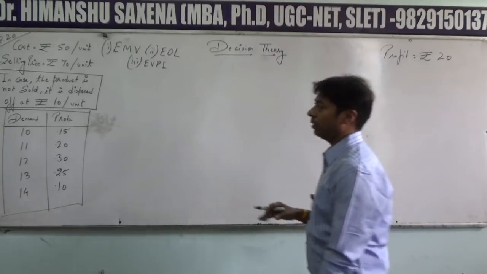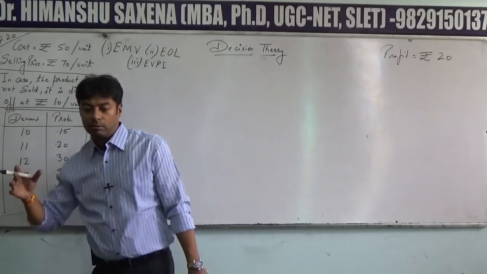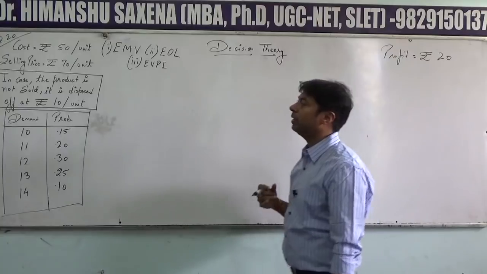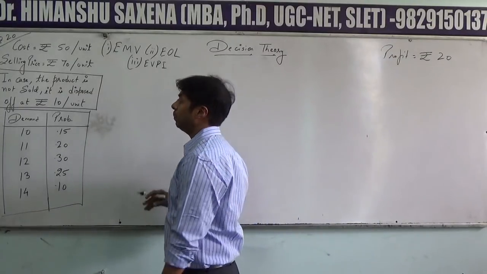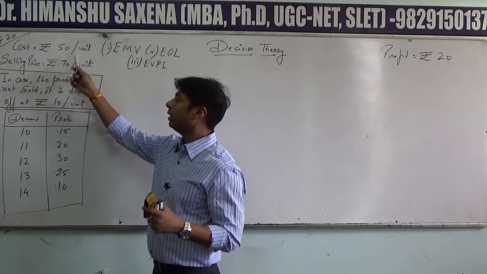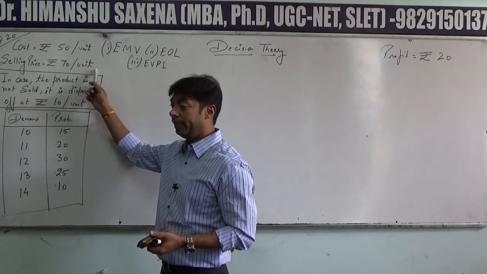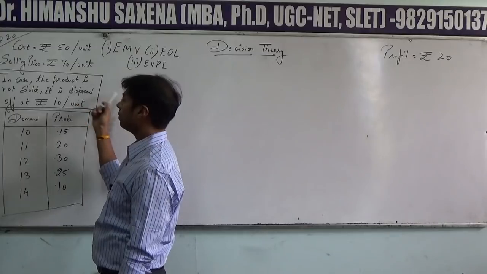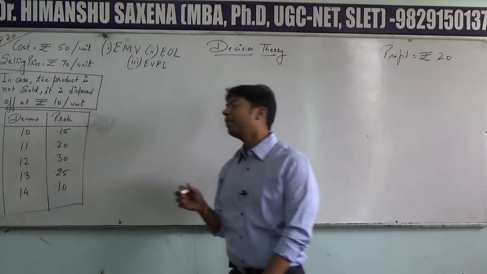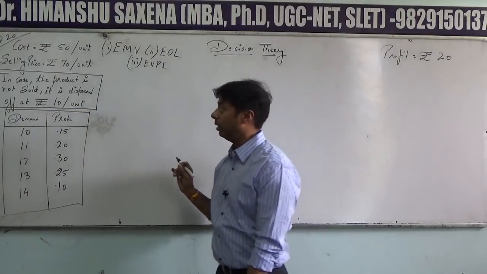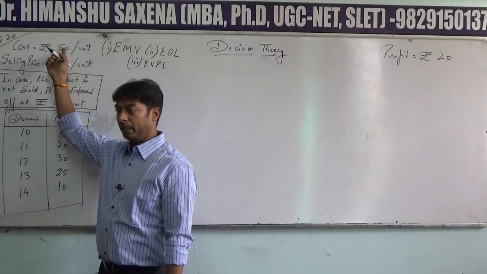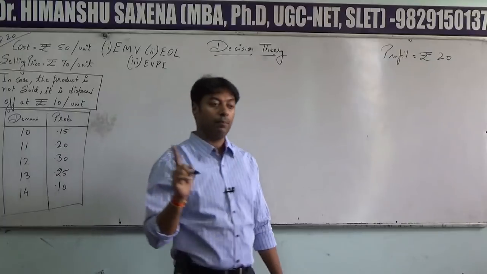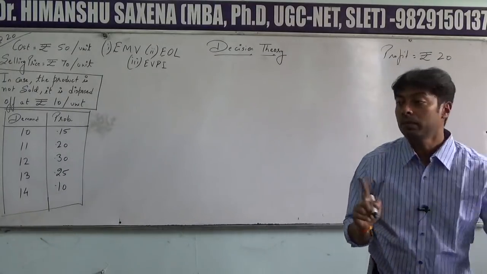So as soon as you see an example of decision theory, or glance over to some illustration, you need to look for the profit existing in this particular concept. So over here the profit is ₹20. Now in case the product is not sold, then it has to be disposed of at ₹10 per unit. Now you are investing 50 rupees in a particular commodity. If it is not sold, then it has to be disposed at ₹10 per unit.